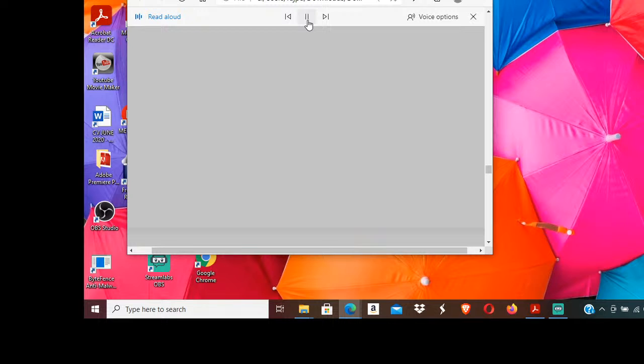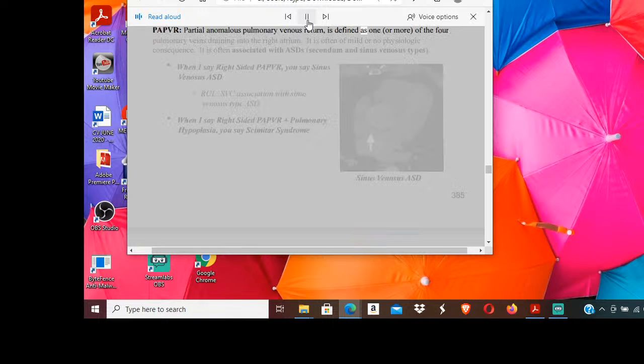PAPV, partial anomalous pulmonary venous return, is defined as one, or more, of the four pulmonary veins draining into the right atrium. It is often of mild or no physiologic consequence. It is often associated with ASDs, secundum and sinus venosus types. When I say right-sided PAPV, you say sinus venosus ASD. Right SVC association with sinus venosus type ASD. When I say right-sided PAPV plus pulmonary hypoplasia, you say scimitar syndrome. Sinus venosus ASD.